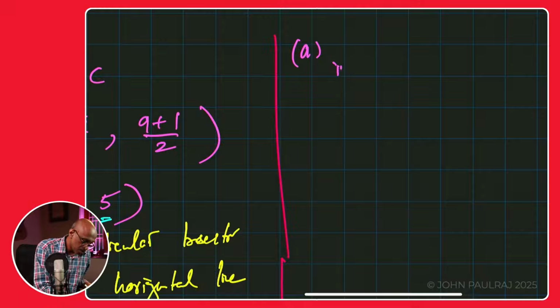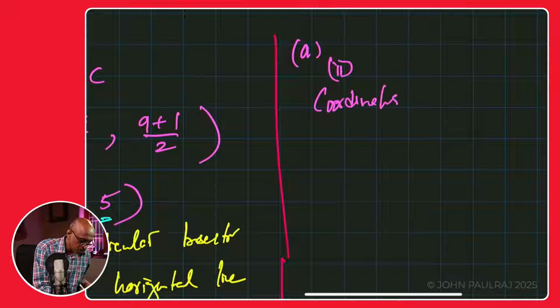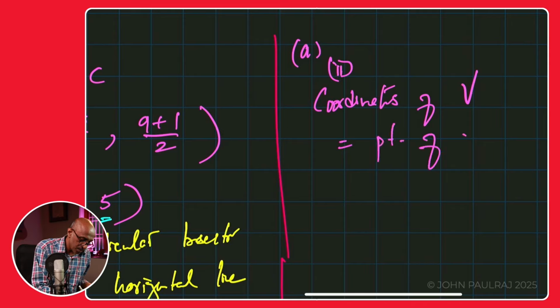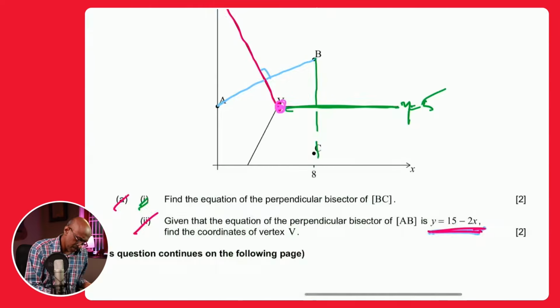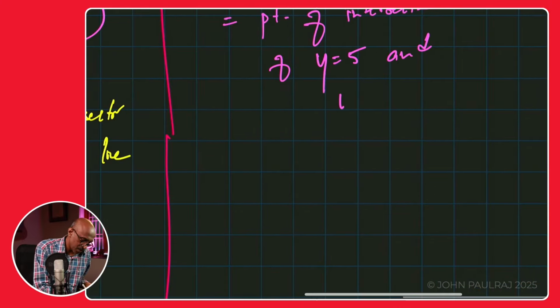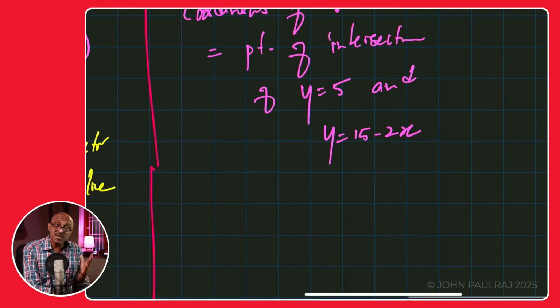So A part 2: the coordinates of V equal the point of intersection of y is equal to 5 and y equals 15 minus 2x. Clearly explain the reason what you're doing and why you're doing it.